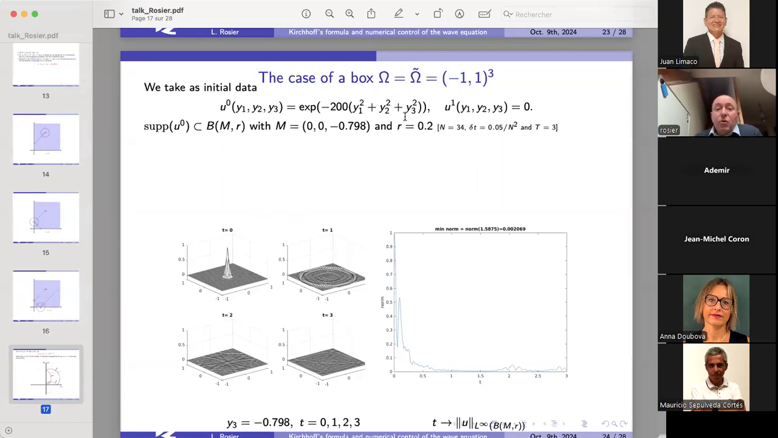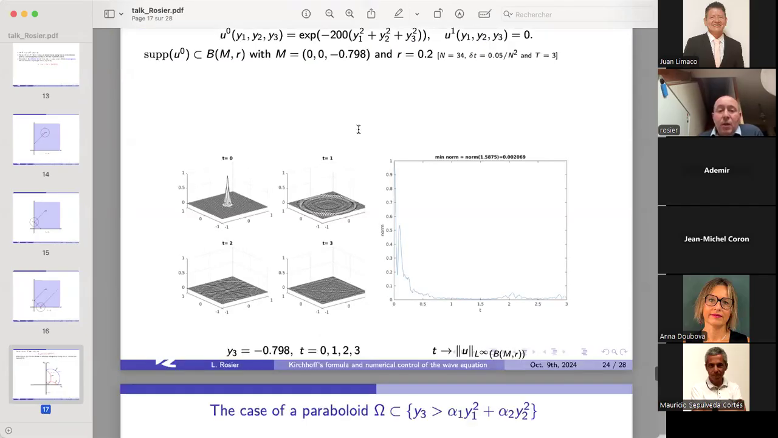And so we took some Gaussian for u0, and u1 is still 0. We can see that the Gaussian has a support, numerically at least, in the ball centered at m and of radius r. R is 0.2 and m is this point. So actually the support is close to the boundary y3 equal -1. This is what we want to have: a support which is close to the boundary, to see if we have the good reflection, if Huygens principle is satisfied, and so on.